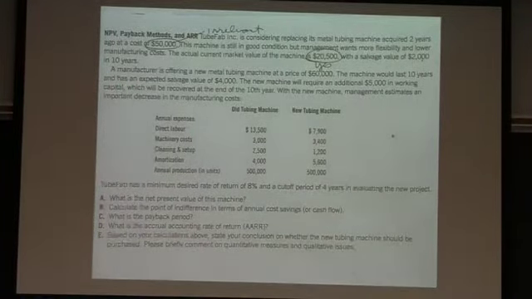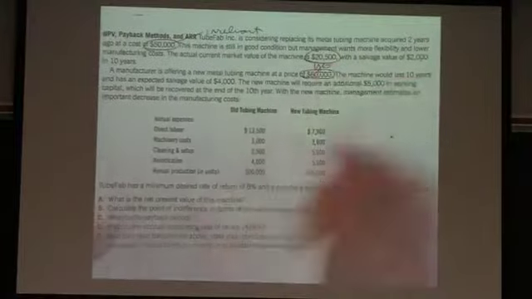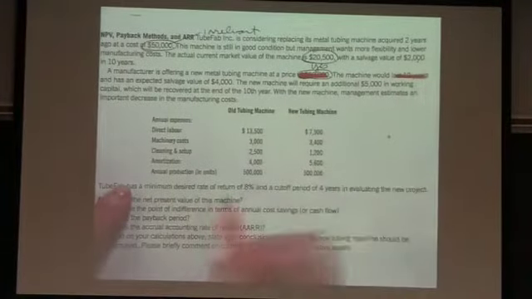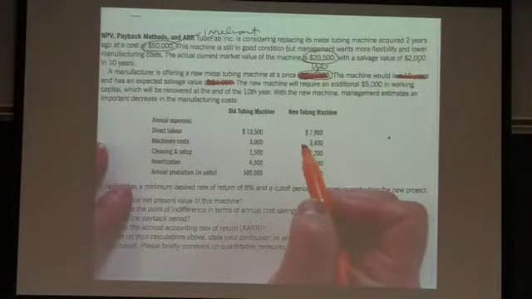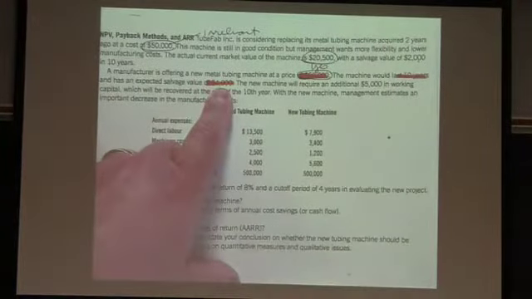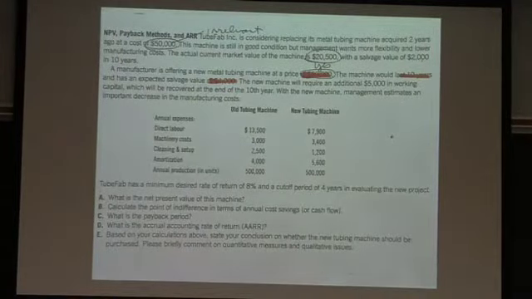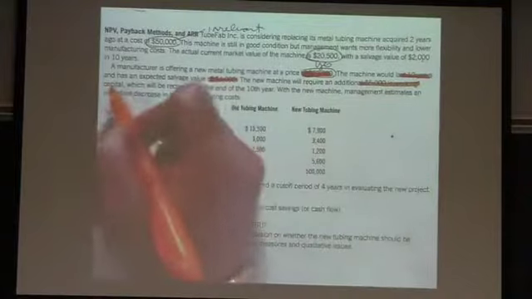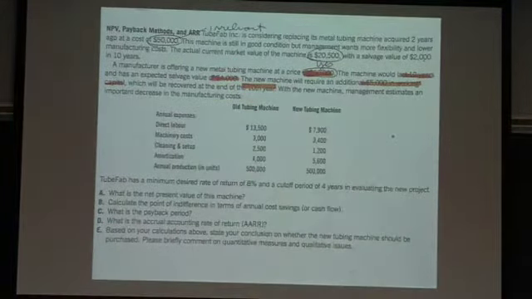Now, a manufacturer is offering a new tubing machine at a cost of $60,000. And this machine would last for 10 years. Salvage value is $4,000, so we're going to need that. Now, we're going to compare the salvage value of the old and the new. We'll see that in a minute when we do the comparison chart. The new machine will require an additional $5,000 working capital, which will be recovered at the end of 10 years. So there's going to be a working capital requirement, and there's going to be a working capital release.